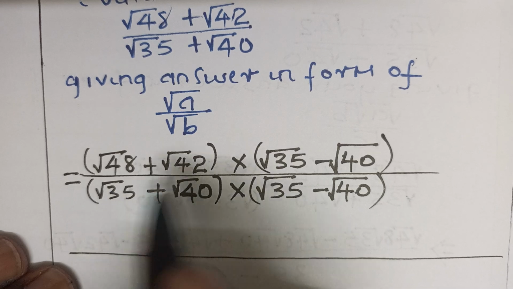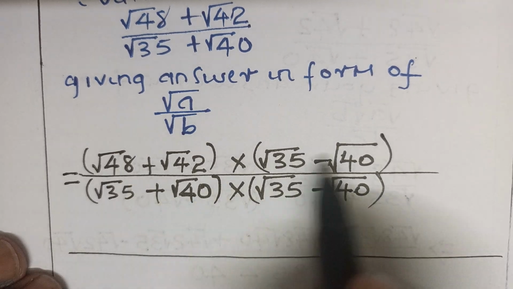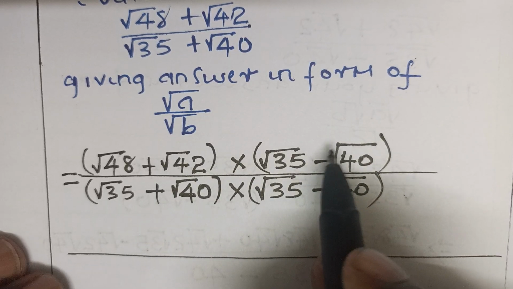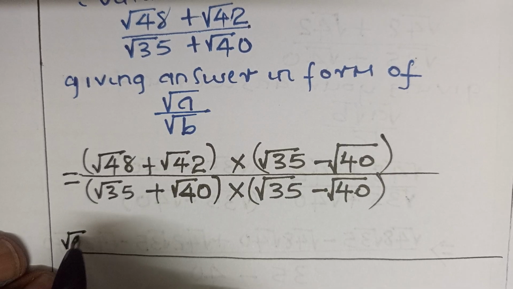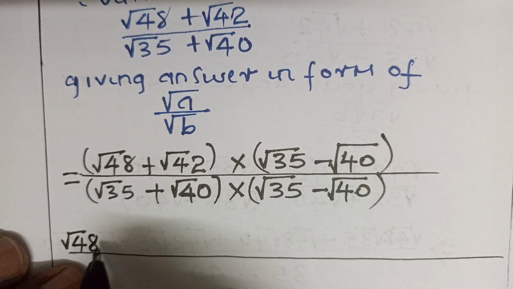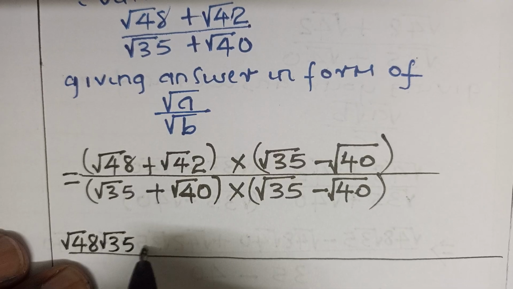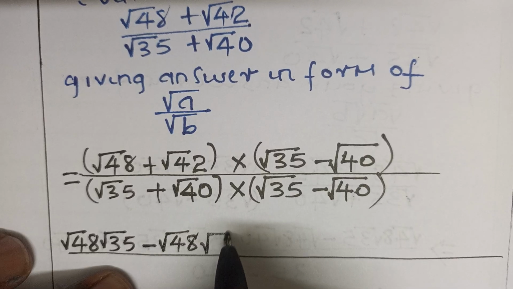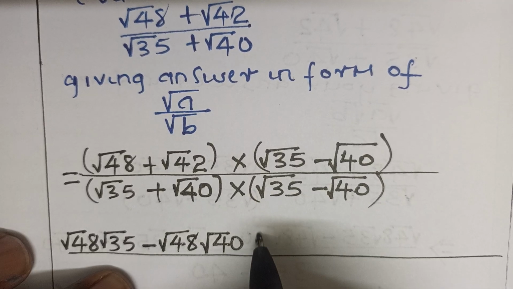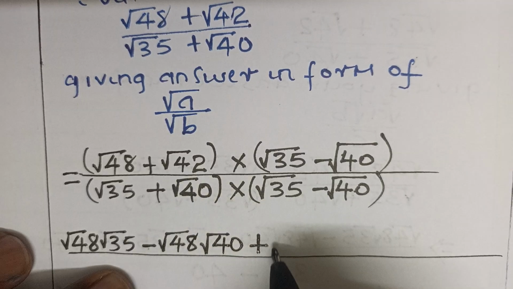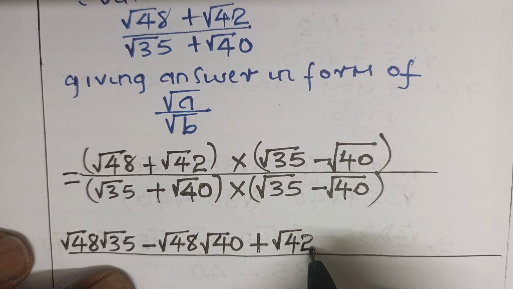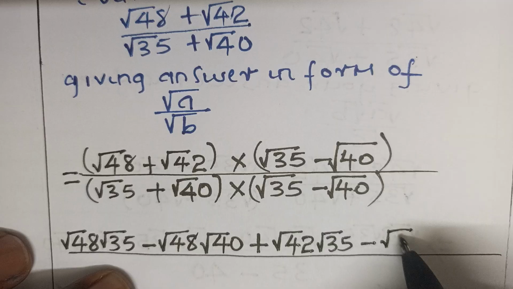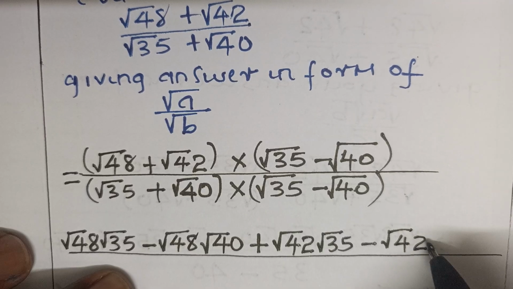This now is going to be, you multiply √48 by that, and √42 by that. That is this term. And so, therefore, we shall have √48 multiplied by √35, minus √48 multiplied by √40, plus, now we come to √42 multiplied by √35, minus √42 multiplied by √40.